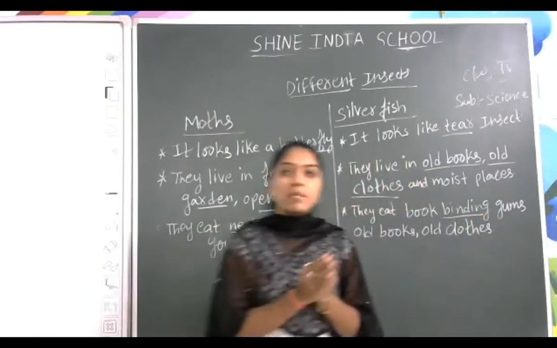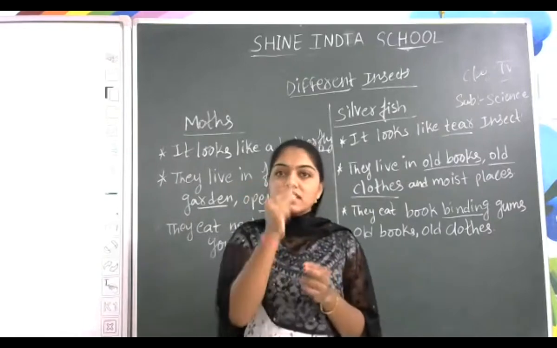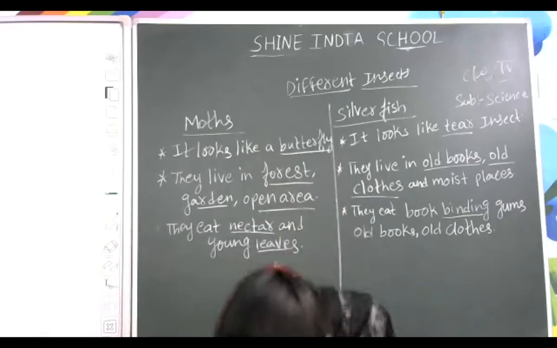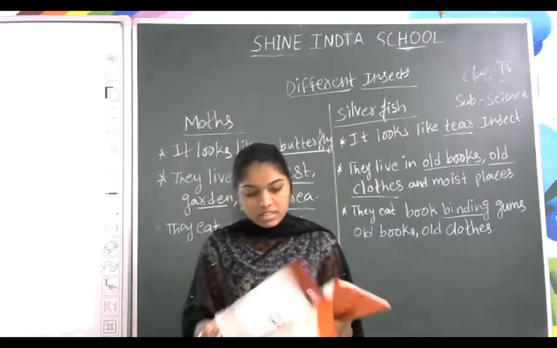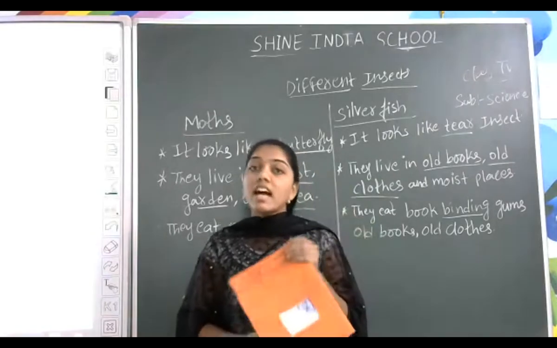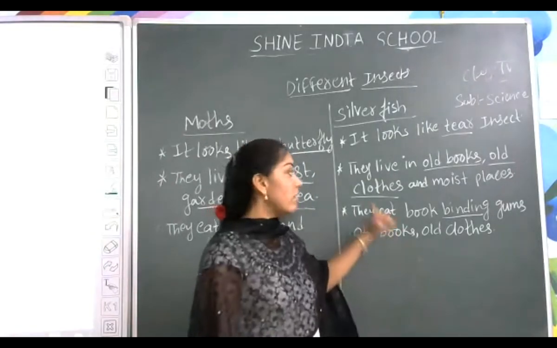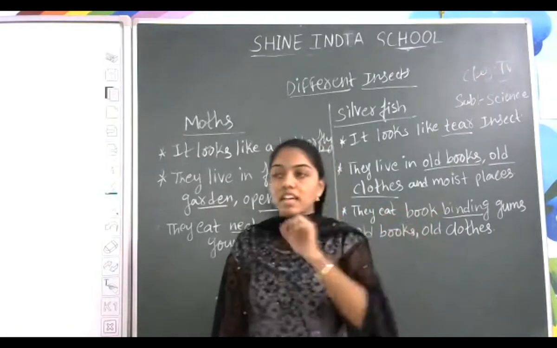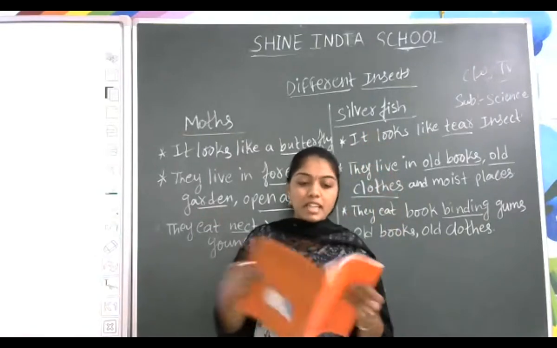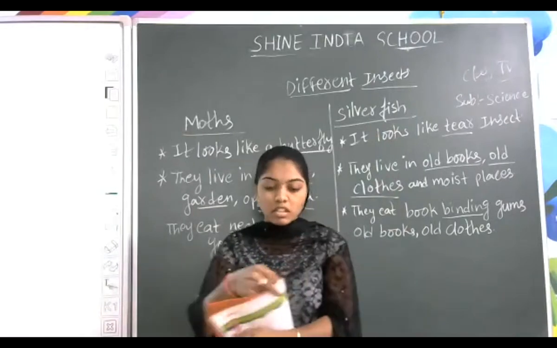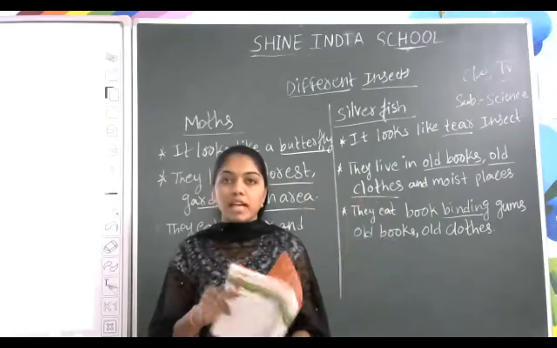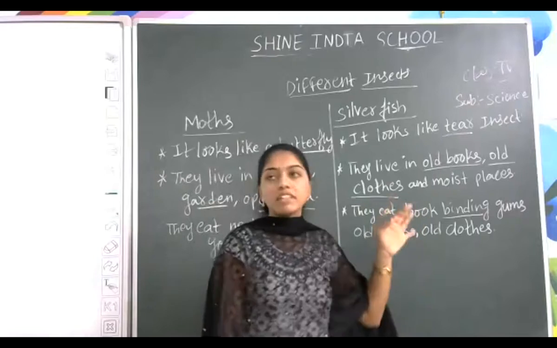If we observe a book, when we take out the paper, you can see a line in the middle. The gum here, if you remove this part, you can see some white color structure, in each and every book. That type of gum they eat. So I have said they eat book binding gums. It is a sugary substance, so most of the silverfish will eat the book binding gums. If you observe any book, you can see it at the edges. You can take out the gum also sometimes. For most of the books we cannot find it, but we can see it.